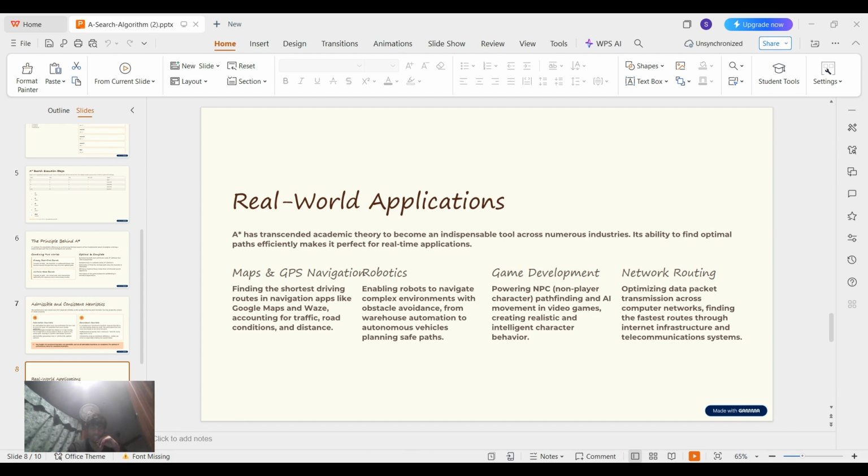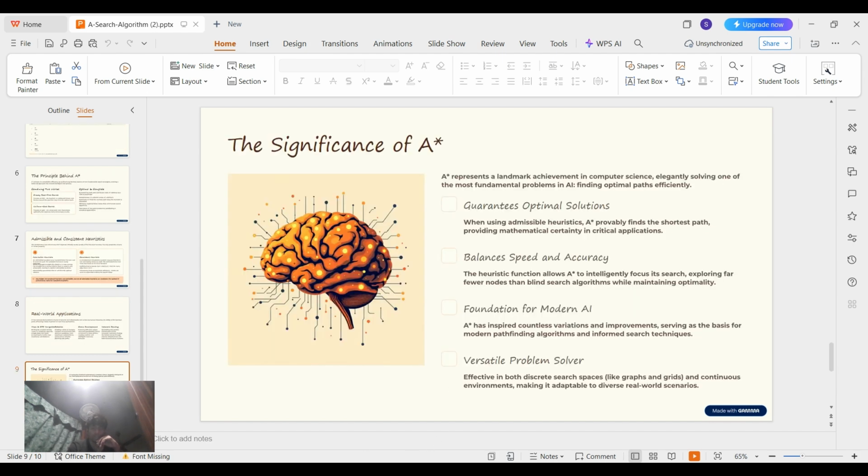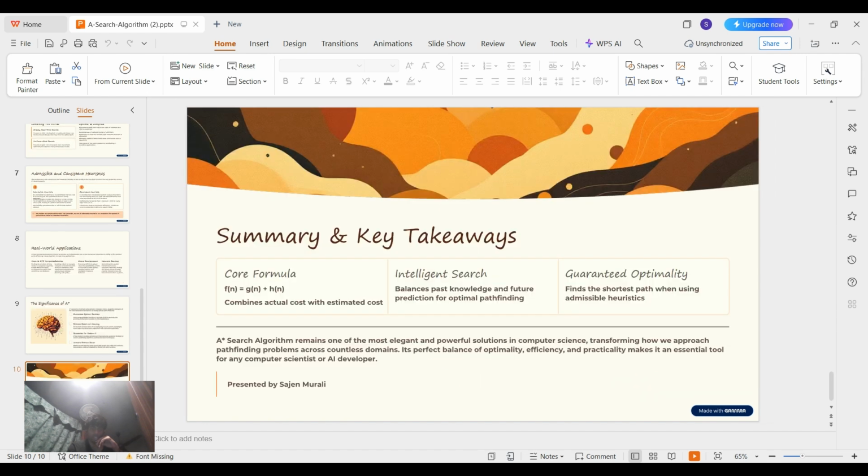Next is the significance of A-star. A-star is considered a landmark achievement in computer science because it guarantees the best path while being computationally efficient, perfectly balancing speed and accuracy, making it ideal for both theoretical and real-world applications. It is also a foundation for many advanced AI algorithms, showing how simple mathematical reasoning can lead to powerful solutions.